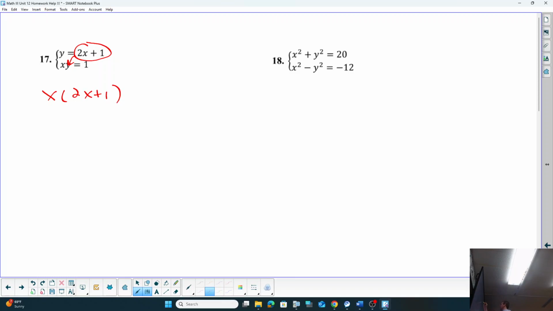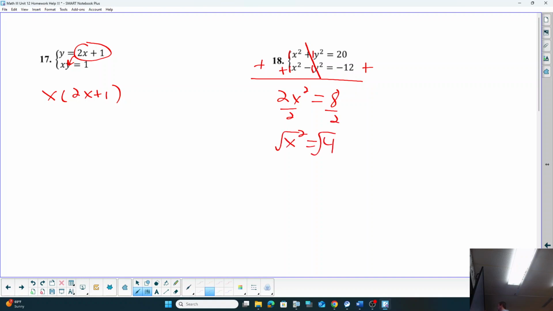So elimination would be like this one, right? Where the y squareds are just going to cancel. There's plus 1y squared minus 1y squared. We're going to cancel, and then we add together. 1x squared is 2x squared. 20 plus a negative 12 is 8. Divide by 2, so you get 4. When you square root both sides, you get plus or minus 4.